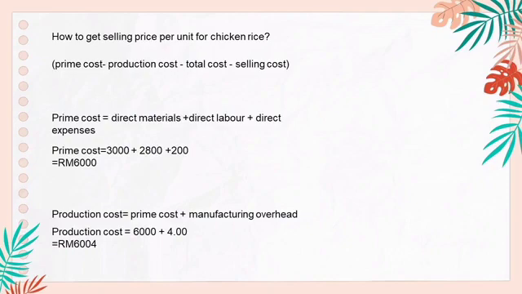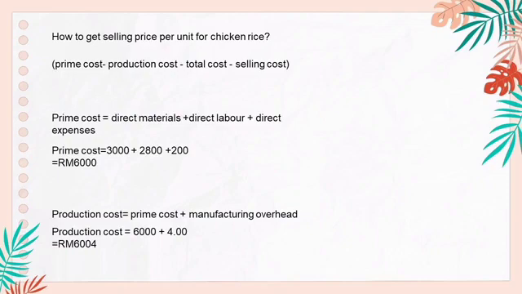So I'm going to show you how to get the selling price per unit for chicken rice. As you can see, I have already shown the flow of how to get the selling price per unit for chicken rice. The first step is to find the prime cost, which is direct materials plus direct labor plus direct expenses. You can see the example below.